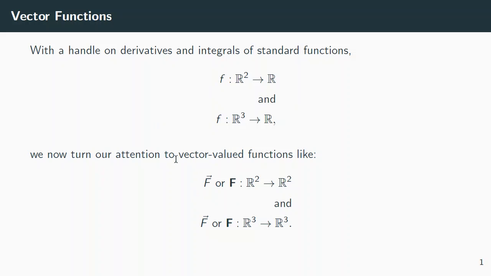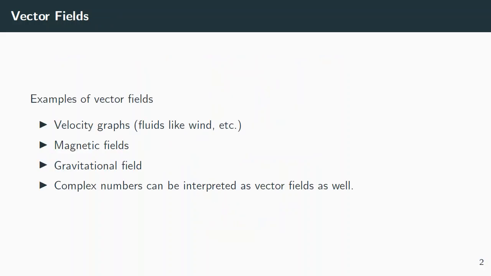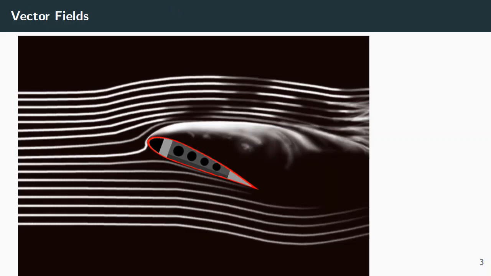Okay, and a vector field is really just a graph of a vector valued function. Okay, and there's lots of examples of a vector field: a velocity graph, like a fluid or a wind, or a magnetic field or a gravitational field. Complex numbers are really actually vector fields in a certain way. So there's lots of examples, especially in physics, where vector fields are in play.